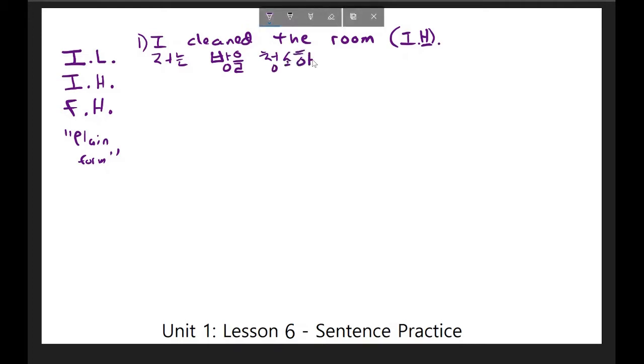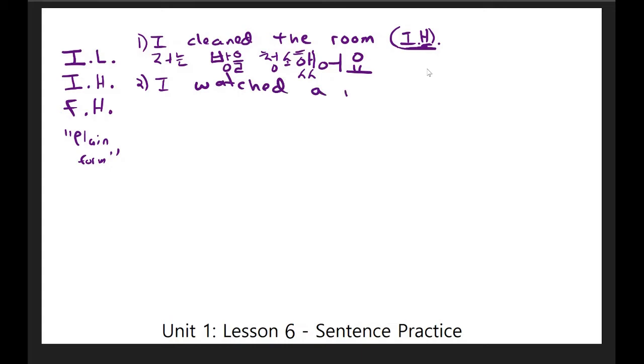청소하다. However, I want to add the past tense conjugation to it, and then I want to make it the informal high respect, which would end like this. This sentence would read, 저는 방을 청소했어요. The second sentence I would like you to try is, I watched a movie. And again, I would like you to translate this using the conjugation of the informal high respect.